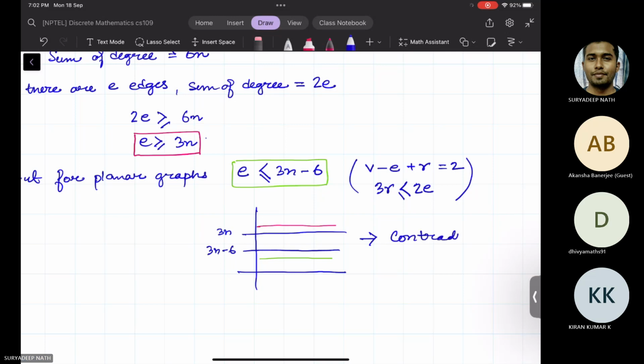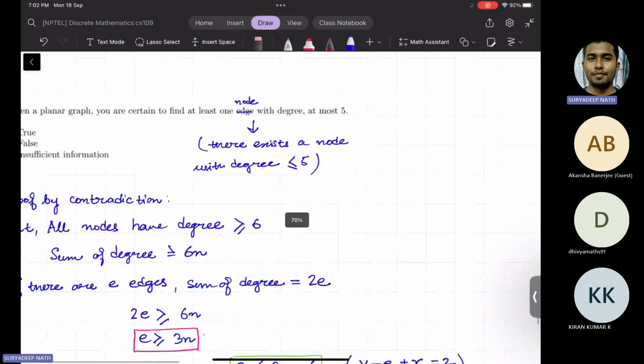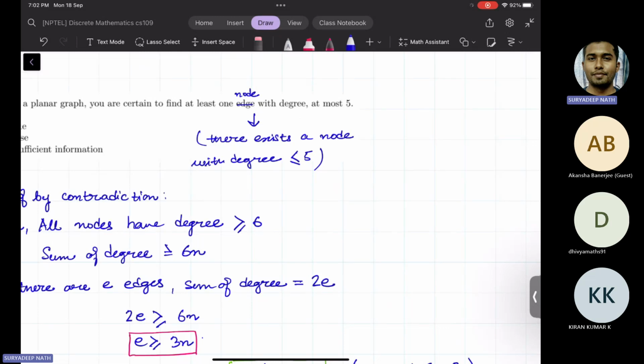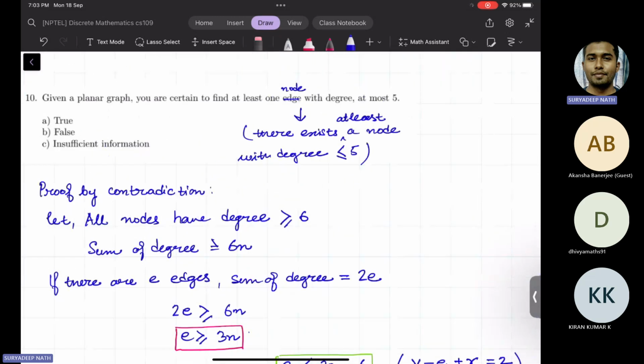So we assumed that this statement was false, that there does not exist a node with degree less than or equal to 5. So we took the negation of this statement and tried to find whether the negation holds true or not. We find that the negation of this statement does not hold true, which means that this statement must be true. So the right answer is option A.